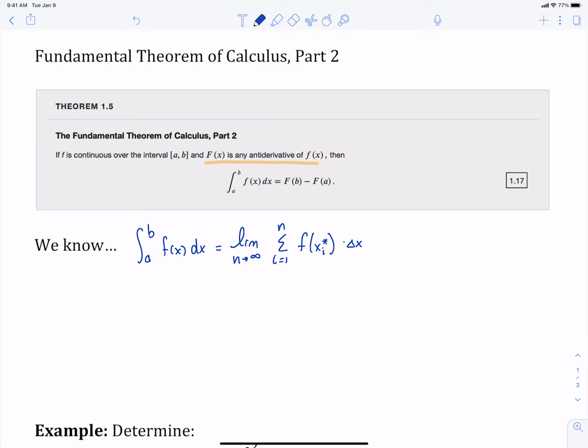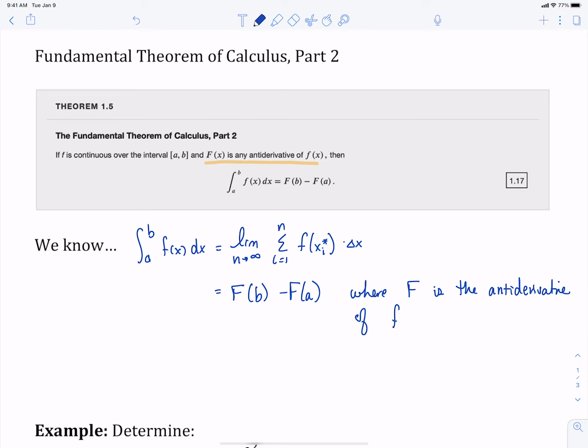And what this limit will actually approach is capital F of b minus capital F of a, where capital F is the antiderivative of that function little f of x. Or we can say that capital F prime of x is equal to little f of x, which is what we had from the Fundamental Theorem of Calculus Part 1.